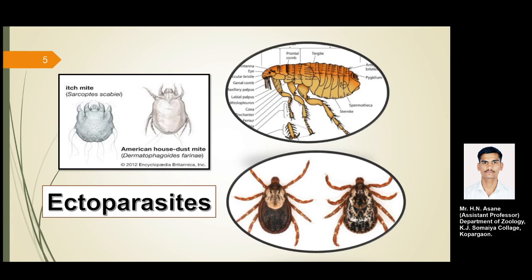And in the third picture you can see the tick, the Buphilis, and the large one is the female, and these white and black spotted ones are the male. So these are one particular type of tick, and these are all together known as the ectoparasites, and some other examples of ectoparasites are also there.